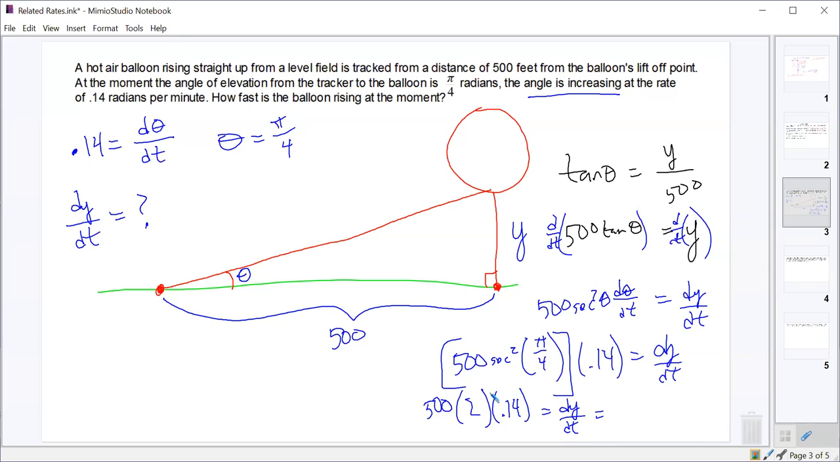Exactly. So that's a 2, 4 over 2, and 500 times 2 is 1,000 times 0.14 ought to be 140 feet per minute.